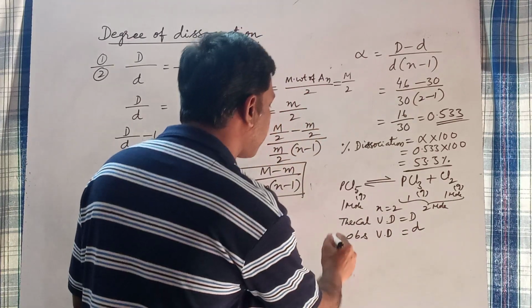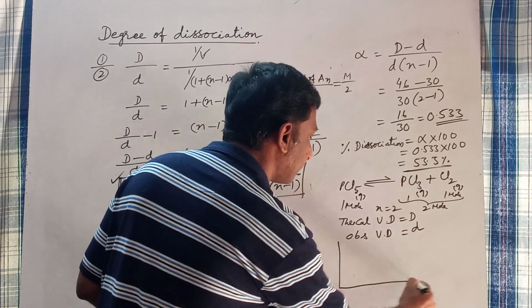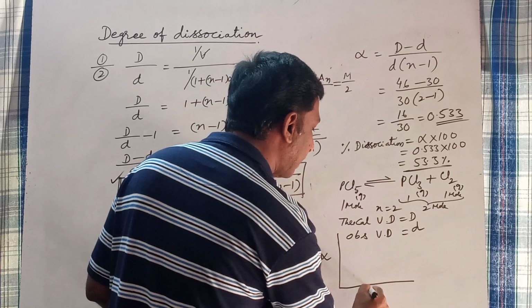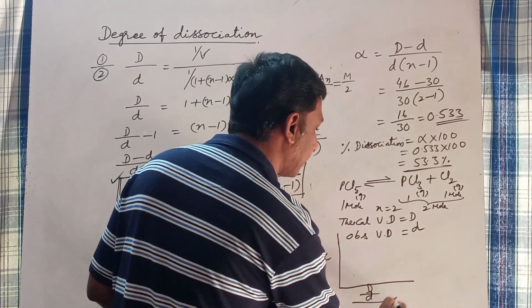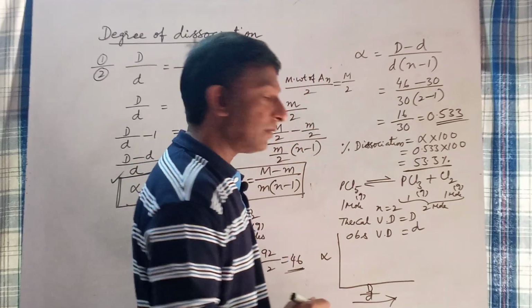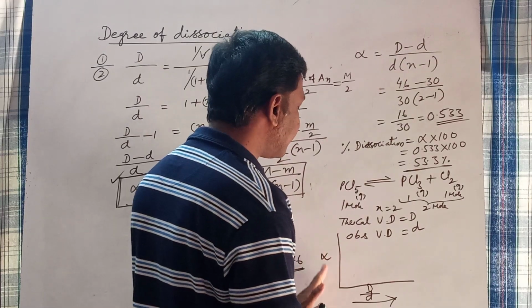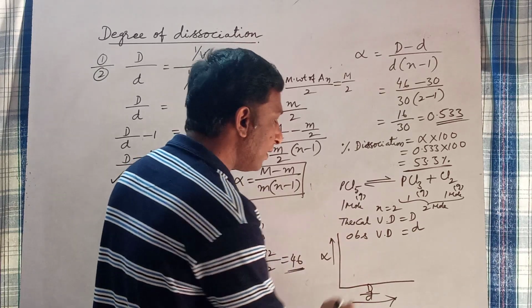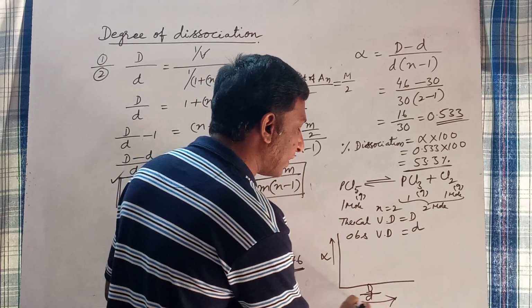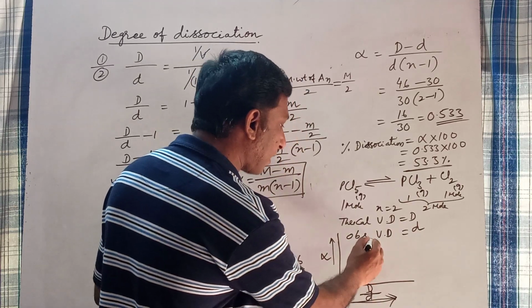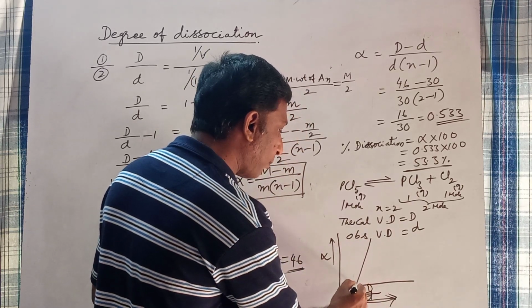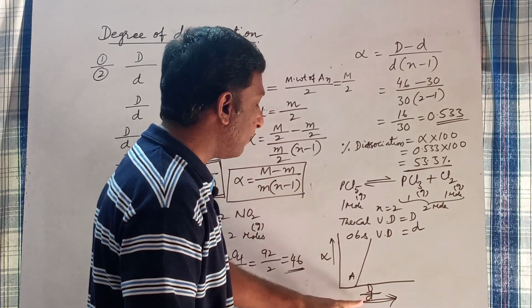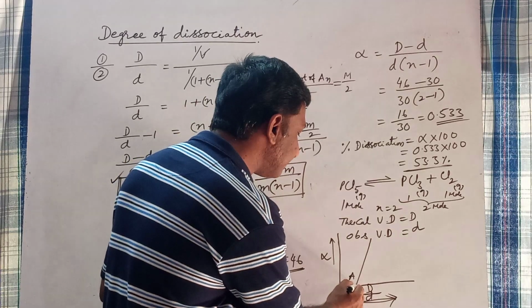And if a graph is drawn between degree of dissociation and capital D by small d, the degree of dissociation is taken along the y-axis, and the capital D by small d value is plotted along the x-axis. Now, the graph is like this. This is the point A. And you are asked to find out the value of capital D by small d at the point A.